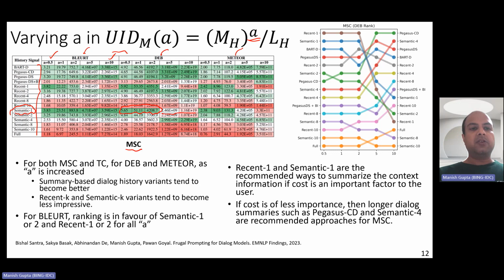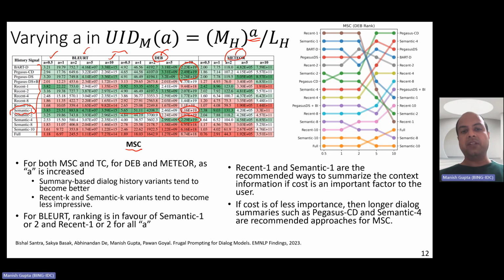Again, the coding is the same in any column. Green means the best, and dark red means the worst, right? So as you see, semantic one started off with very good values. It was the best, but then it becomes worse as A is increased. In fact, semantic 4 actually starts to become better. Even better are these dialogue summaries, right? So summaries start becoming better. Okay. This happens for the DB metric, and this also happens for Meteor.